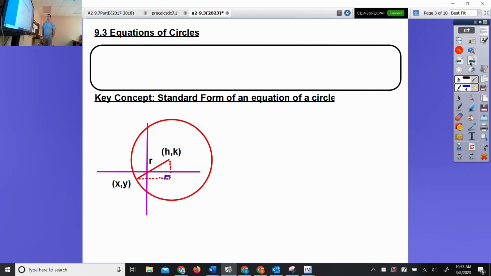I don't like the way I have this diagram drawn, so I'm going to fix this diagram real quick.